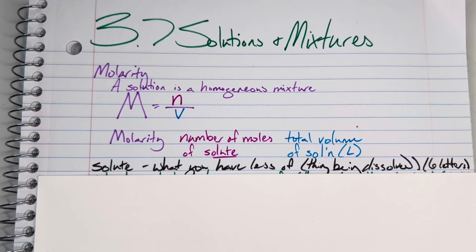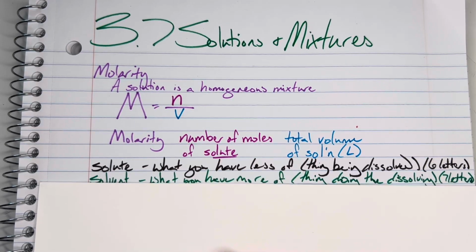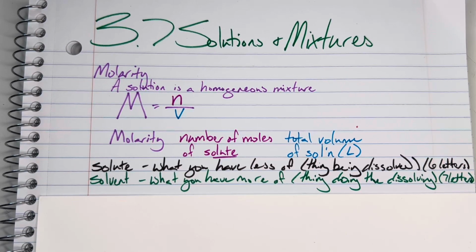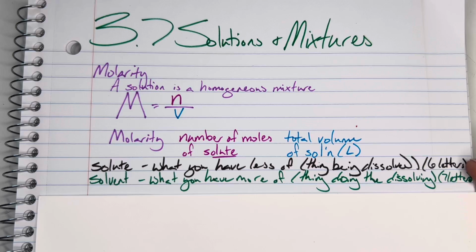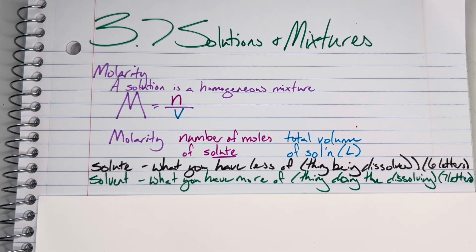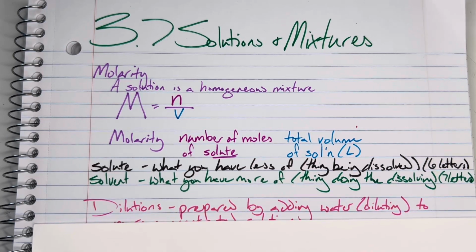And a thing to note is that solute is going to have 6 letters versus the word solvent, which is going to be whatever you have more of. It's the thing that does the dissolving. Typically this is going to be water, but it could be any liquid. And solvent has 7 letters. So solute is literally smaller than solvent, and solute is whatever you have less of versus solvent is what you have more of. So I think that that is useful for memorizing solute versus solvent.